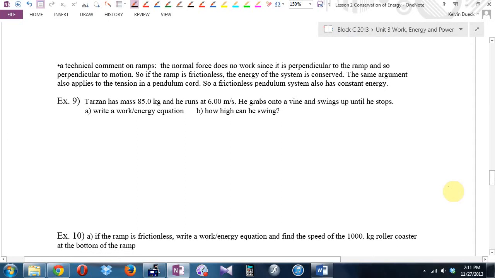So a technical comment on ramps. On a ramp, the normal force does no work. Why? Because it's perpendicular to the direction of motion. And we said that your force and your distance had to be in the same direction. So if the ramp is frictionless, in a ramp, the energy is conserved. That's why roller coasters are so efficient.